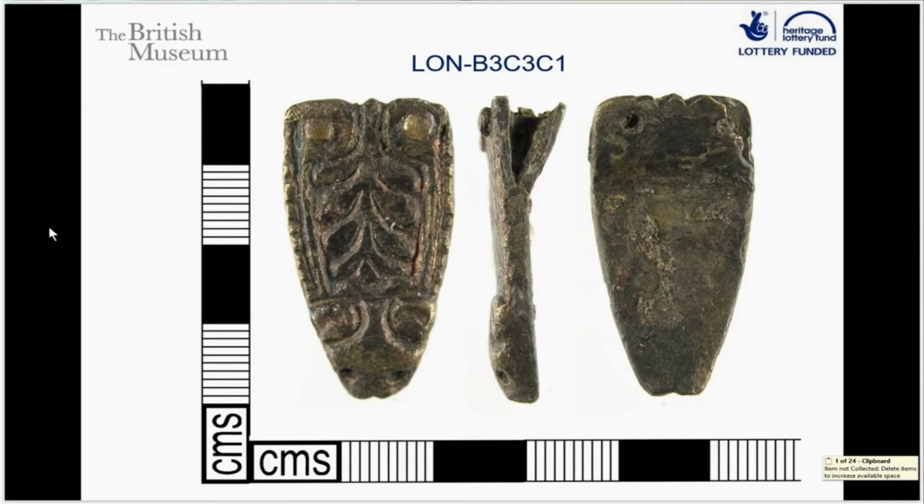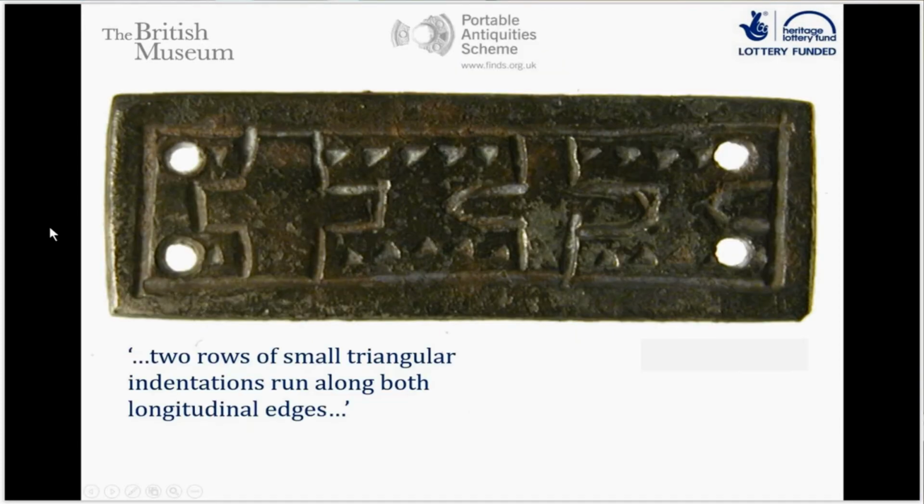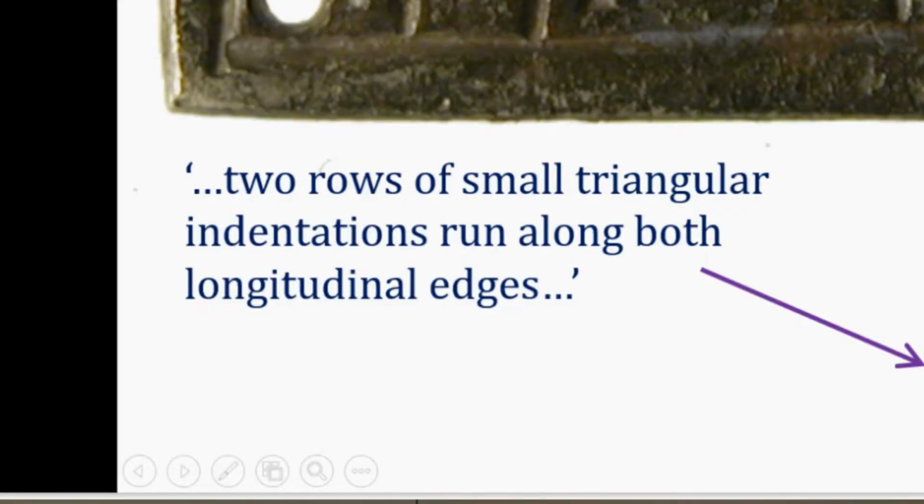Another word that's tricky is side. So you might want to say that this object has got a strip of little transverse grooves down each side, and then the person who's reading this, I think what's happened here is that someone's tried to describe what's going on, and they thought, okay, small triangular indentations. Oh, they're on both edges. And we've got two rows. So two rows of small triangular indentations run along both longitudinal edges. Sadly, two rows along both edges means four rows, doesn't it? Yeah. So you've got to go back and check that what you've written makes sense.